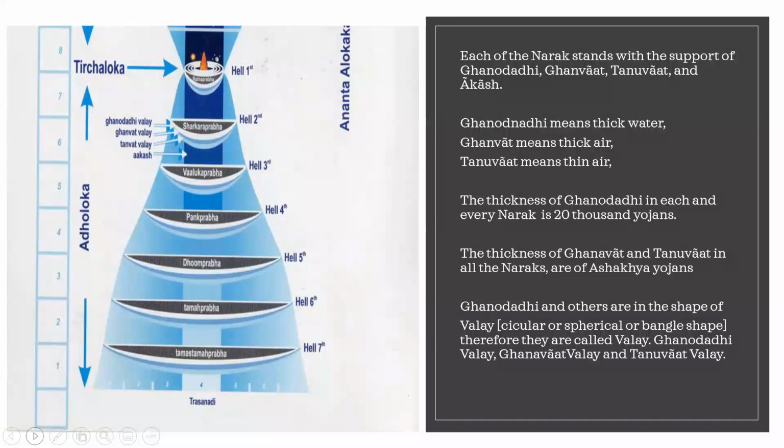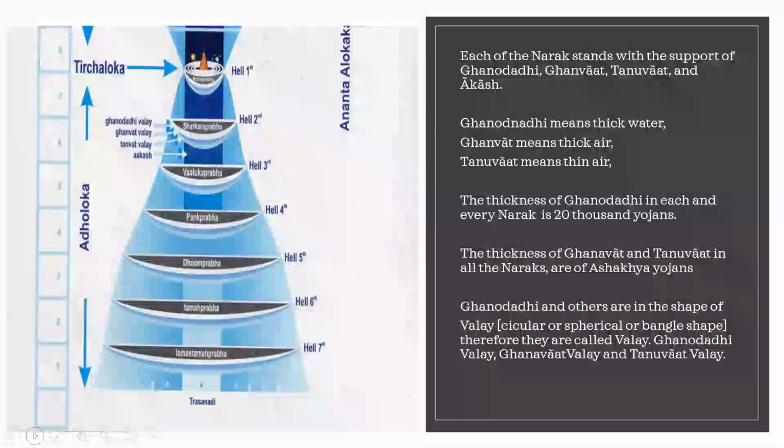This Ghanvat is Asankhya yojans. After that, it's Tanvat, and Tanvat is also Asankhya yojans. And after that, there is Akash, which is also Asankhya yojans. So that is how each of these 7 Narkavas are structured.